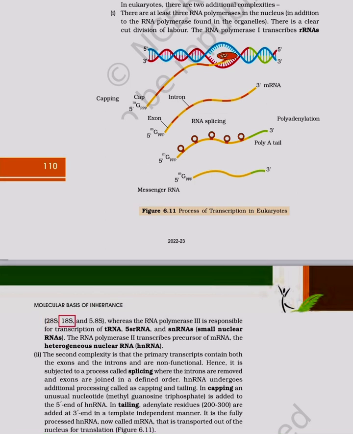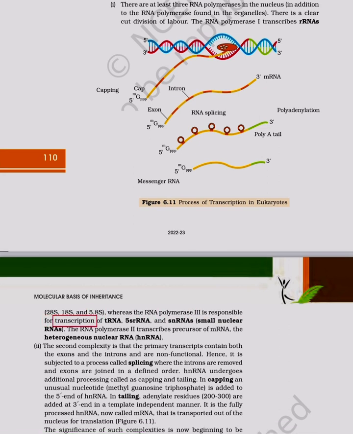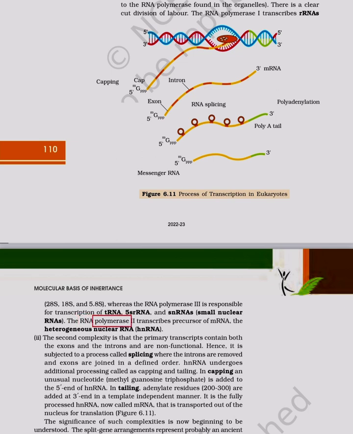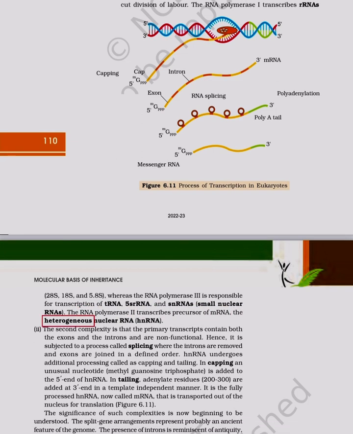28S, 18S, and 5.8S. Whereas the RNA polymerase III is responsible for transcription of tRNA, 5S rRNA, and snRNAs, small nuclear RNAs. The RNA polymerase II transcribes precursor of mRNA, the heterogeneous nuclear RNA, hnRNA.